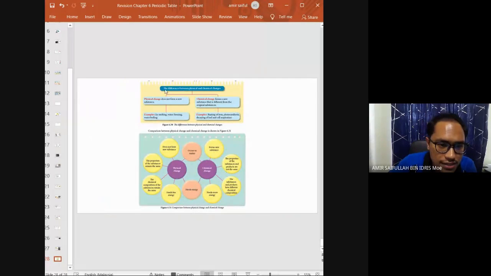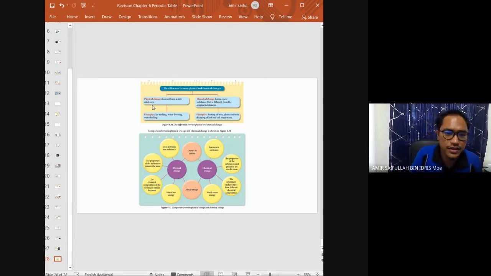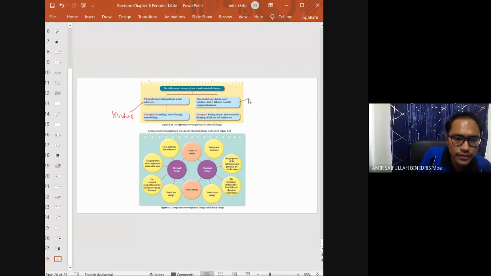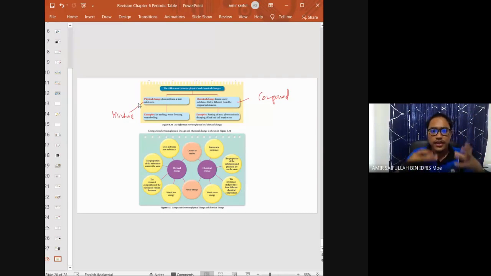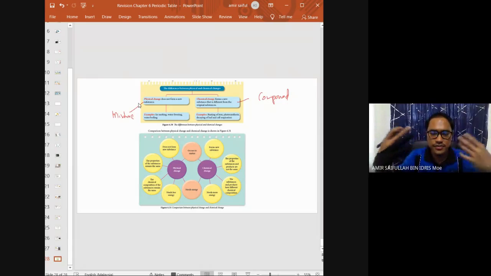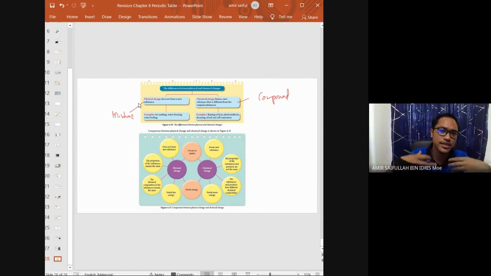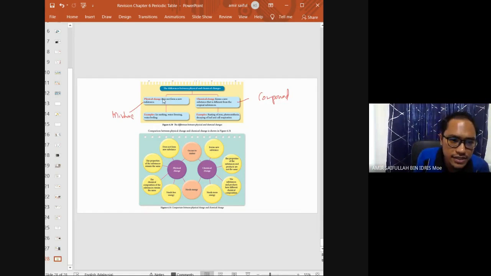Okay. So lastly, last slide for today. So the differences between physical and chemical change. So physical change usually happens in the mixture. This one is mixture. This one is for compound. So physical change does not form a new substance. If you separate them also, they are still the same substance. If you mix them also, they are still in their own element. So that is physical change.